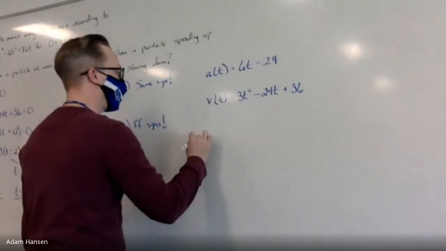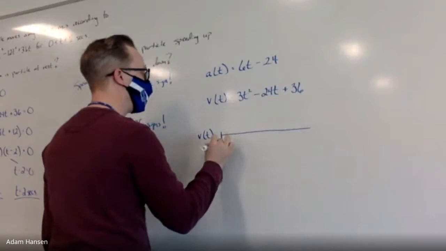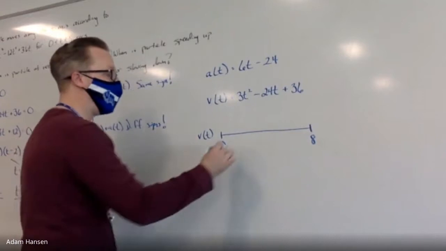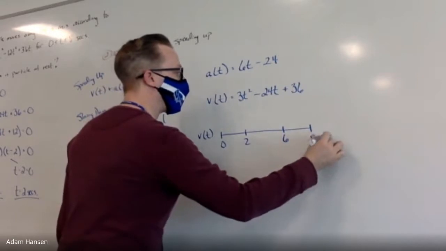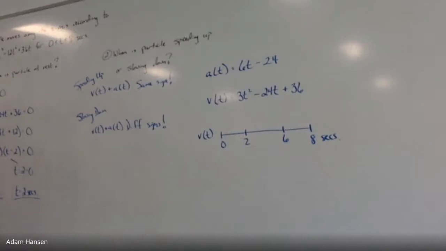So I'm going to make a number line for velocity between 0 and 8 seconds. I know it switches sign at 2 and 6 seconds. So we're going to test within each of these intervals to see what the sign of the velocity function is. I know it can't switch sign anywhere between 0 and 2 seconds, or between 2 and 6 seconds, or between 6 and 8 seconds. So I can just plug a number in within those three intervals and see what sign it's going to have to be.